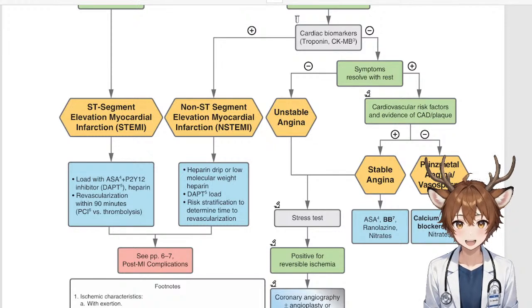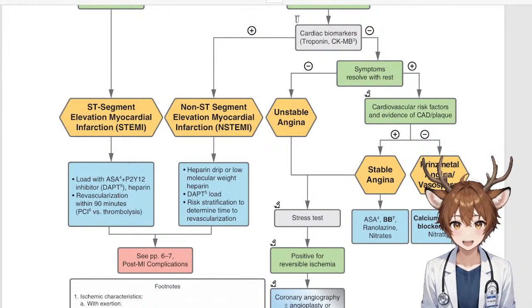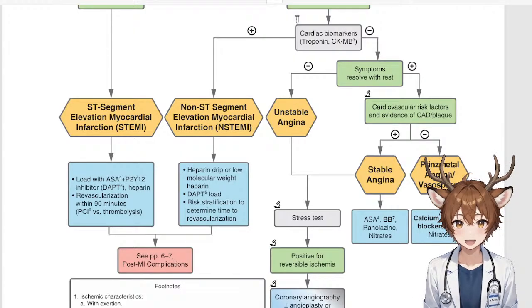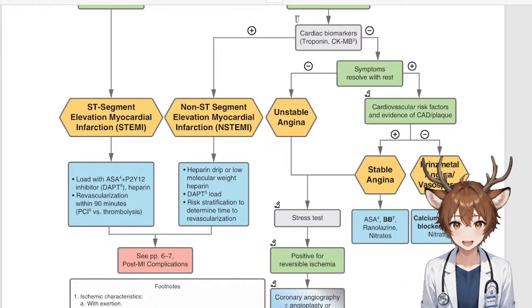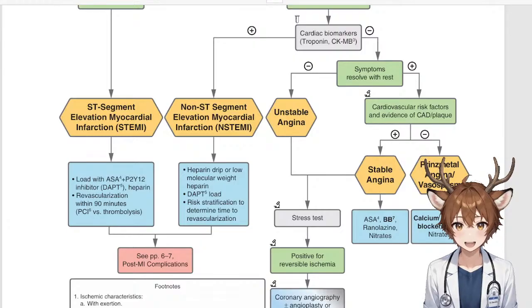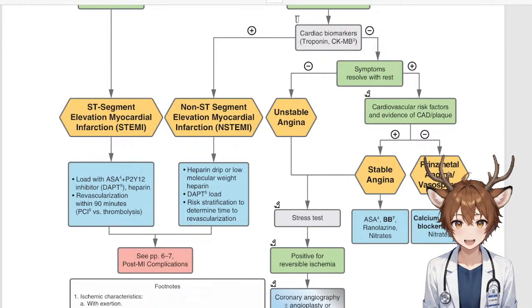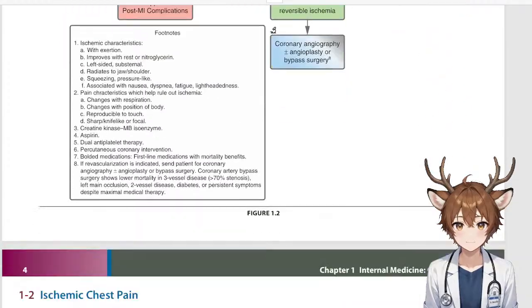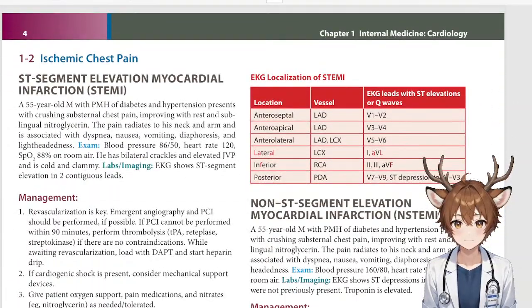So it's a similar, overlapping kind of condition. It's stable angina and Prinzmetal angina. Both of these cases will have beta blockers and nitrates, but the difference is that for stable angina, they'll use ranolazine and aspirin, but for Prinzmetal angina, they go for calcium channel blockers. Not too bad so far.